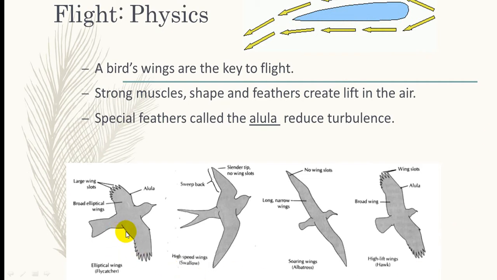And then notice we have all different kinds of birds that have slightly different shapes of their wings. The albatross we'll look at in some real specific detail here in just a little bit right there. And so we can see they're soaring or high up, high lift, high speed. This one's going to be fast. The elliptical wing's going to be really fast as well.